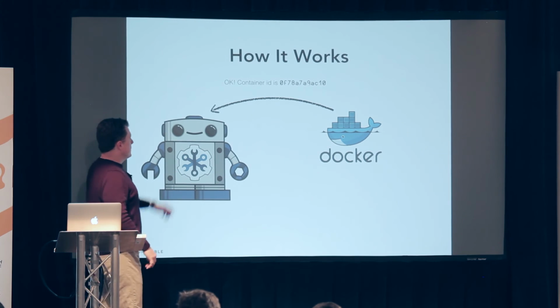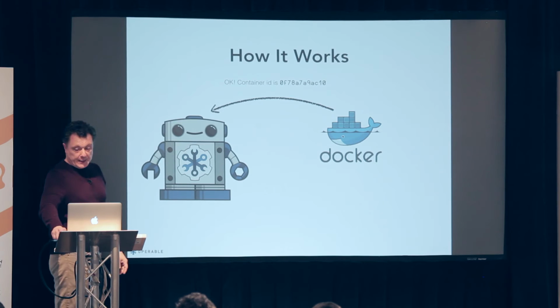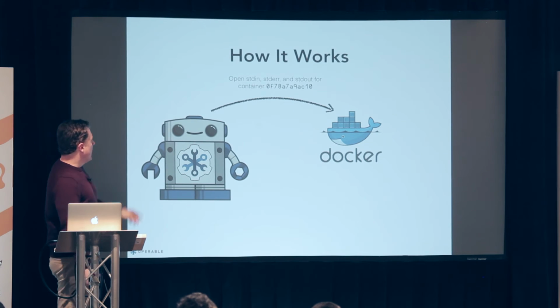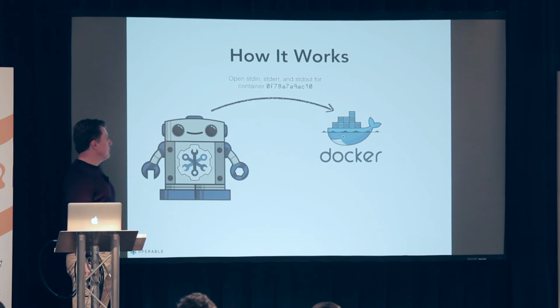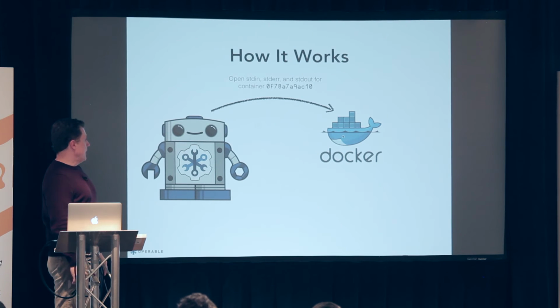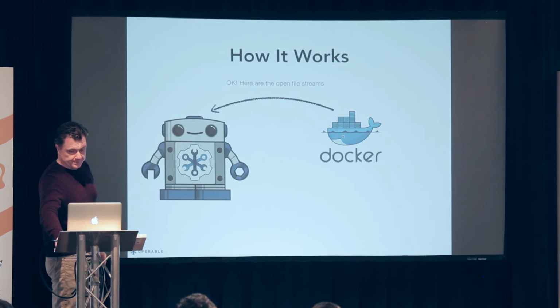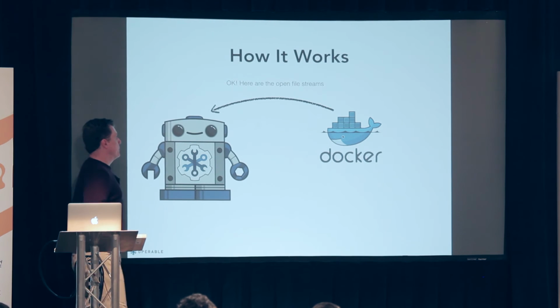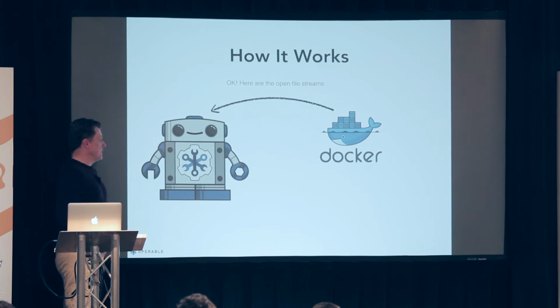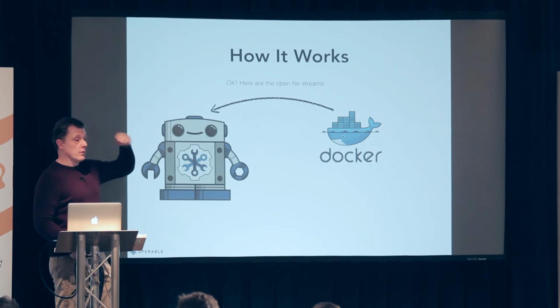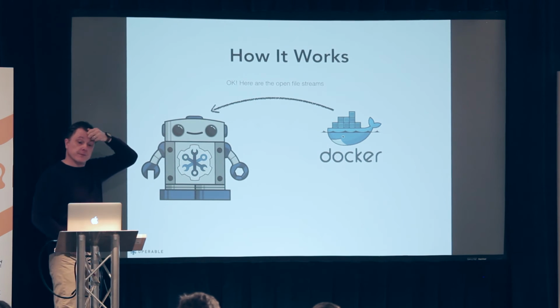So Docker sends back, OK, here's your container ID. Then we say, open these standard I/O streams on that container. Docker says, super duper, here's your file streams. And from this point on, we communicate with the process over those file streams.